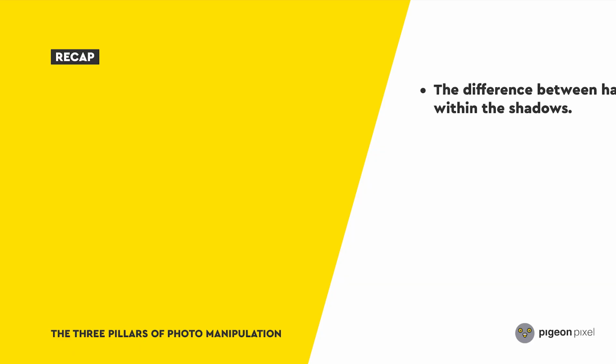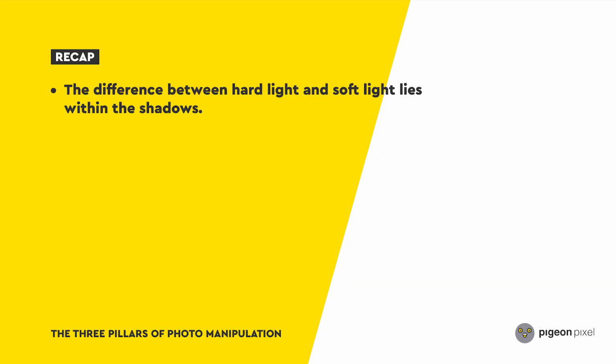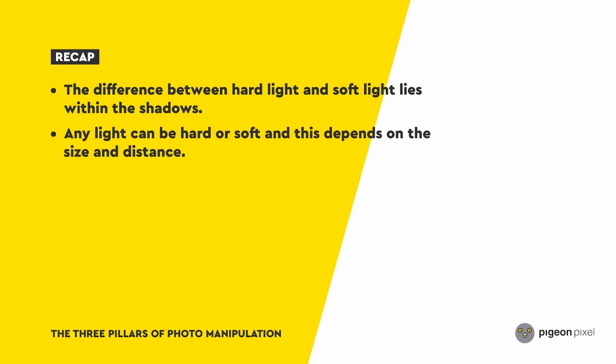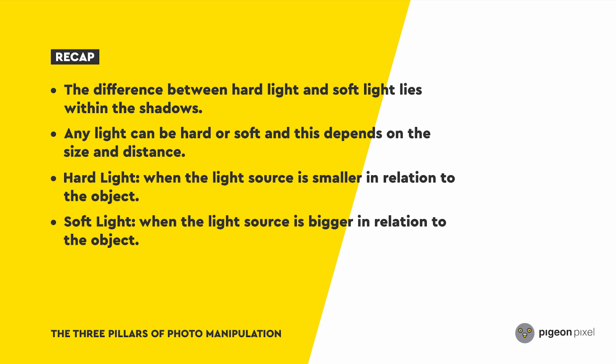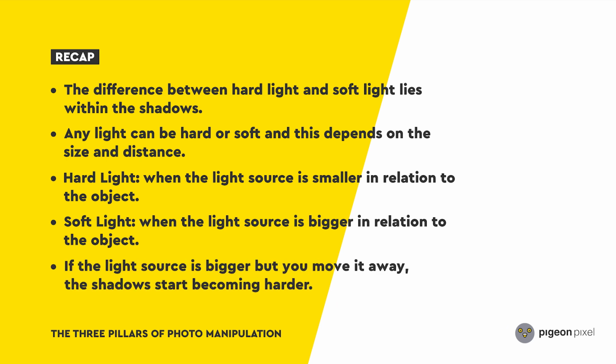Let's do a recap. The difference between hard light and soft light lies within the shadows and not the light itself. Any light can be hard or soft, and this depends on the size and distance. Hard light is created when the light source is smaller in relation to the object. Soft light is created when the light source is bigger in relation to the object. If the light source is bigger than the object, but you move it away, the shadows start becoming harder as its relative size becomes smaller.